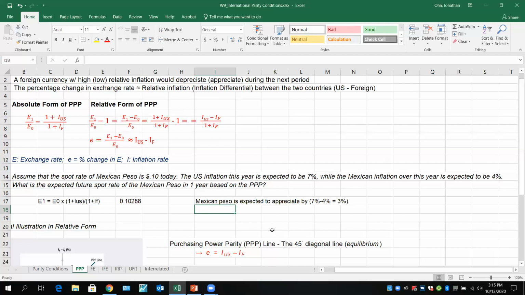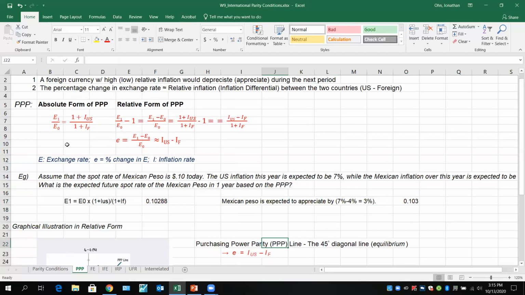Right? That's good. But if you actually calculate this one, there is a slight rounding error: 0.10 times 1 plus 0.03, you will get 0.103. That's very close to this one here, right? I think that's good enough. That's right, but still very close, because this one is an approximation, but a very close approximation.